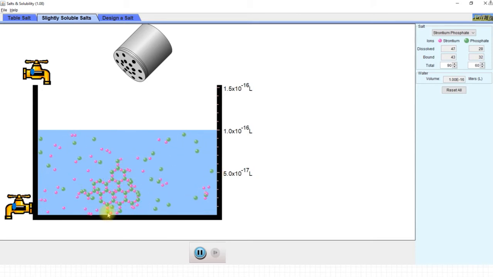This is a cool thing about strontium phosphate. It's a really complicated molecule, with a lot of pieces to it, but it forms this hexagonal crystal structure, which is just really cool.